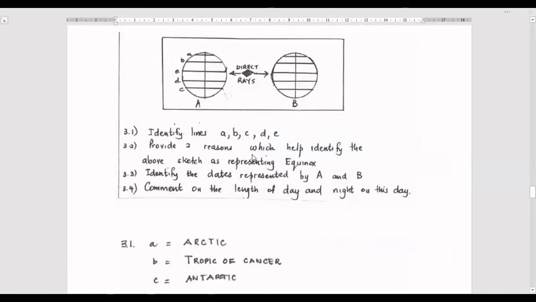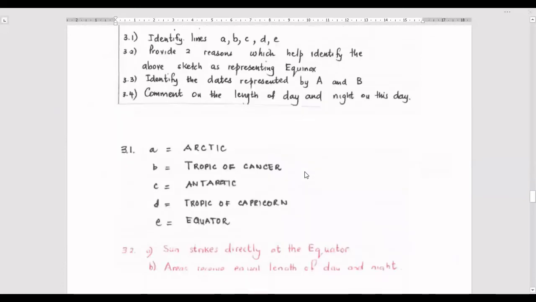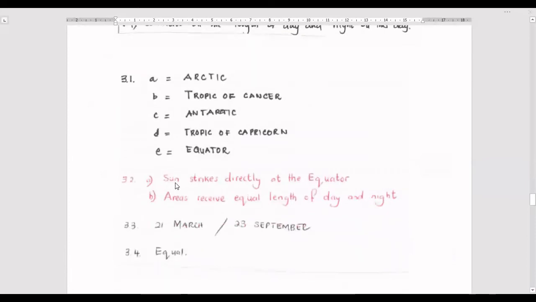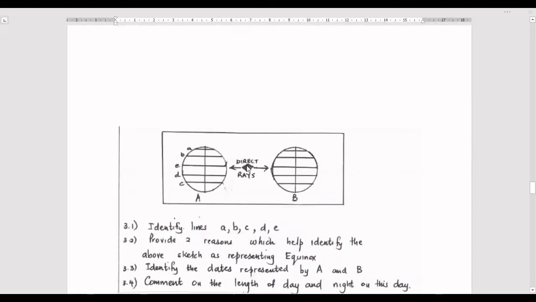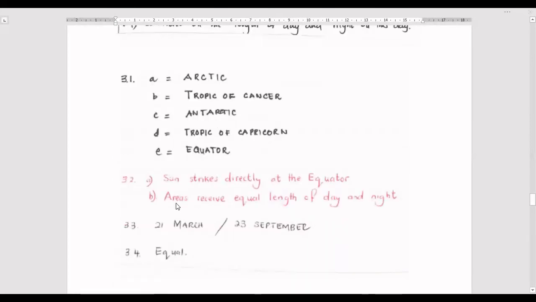Provide 2 reasons which help identify the above sketch as representing equinox. So we know that this diagram is showing us equinox. And there are your answers here. The sun strikes directly at the equator. That'll carry you a mark. The sun strikes directly, and you can see it here. And the second reason we'll accept is that the areas received equal length of day and night.